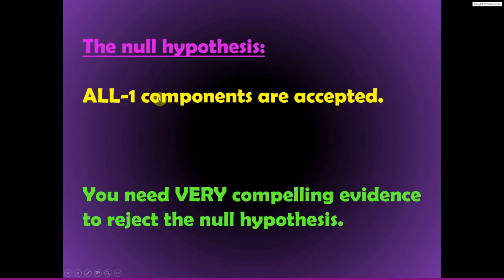So when you're looking through the components and trying to identify which ones to remove, your null hypothesis, the way you should approach this, is that all of the components are accepted except for one. The one component that you will always look for to reject is the eye blink component, the oculomotor artifact component. And you should need very strong, very compelling evidence to reject the null hypothesis, which means that you need to really convince yourself that you should remove more than just the blink component.